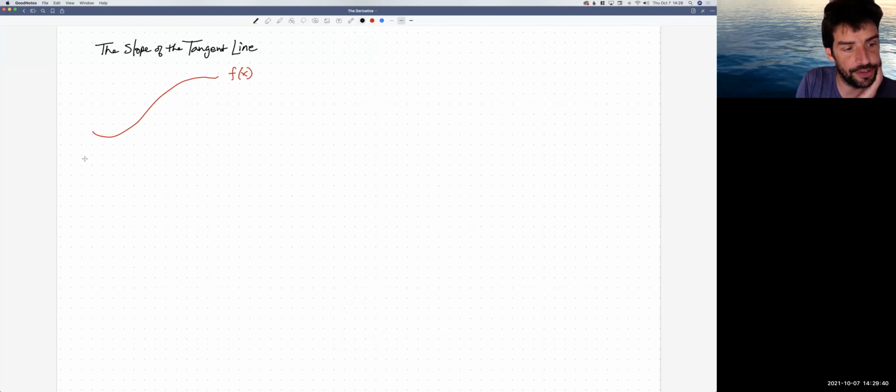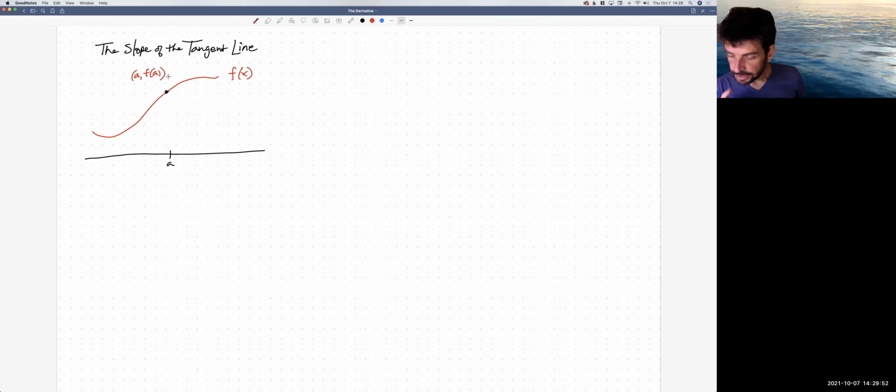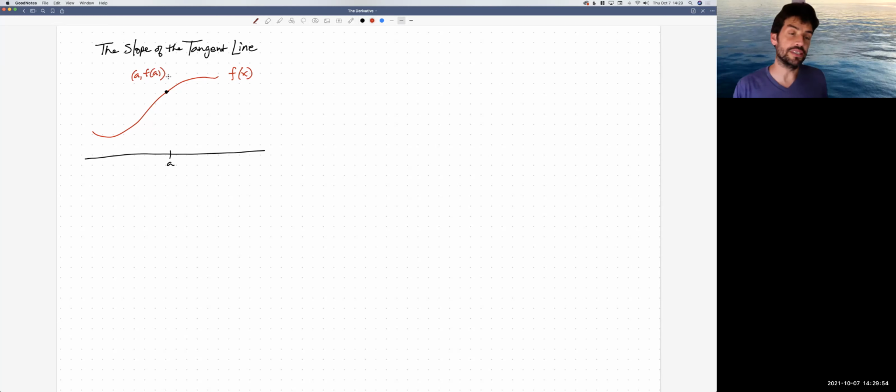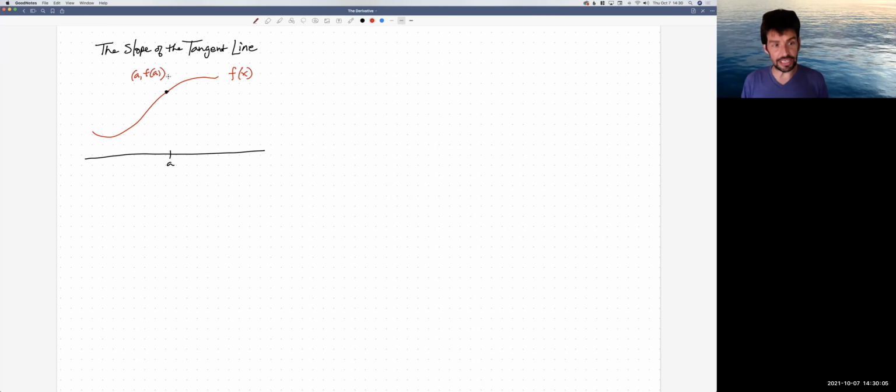And let's say this function is defined around a point A. So here's the point A, f of A. And we want to find the slope of what we call the tangent line, right? So we actually haven't defined it specifically. That's what we're going to be able to do now, but we've used some intuition around it.